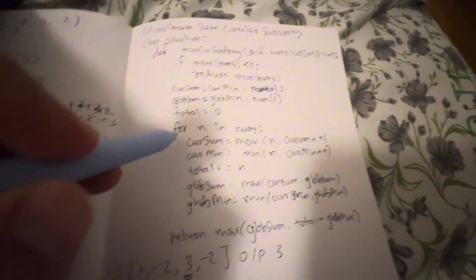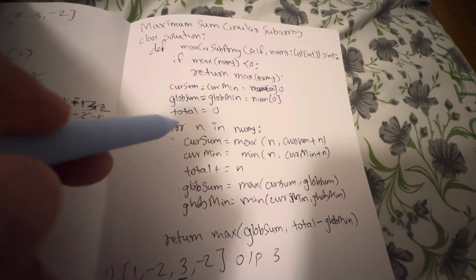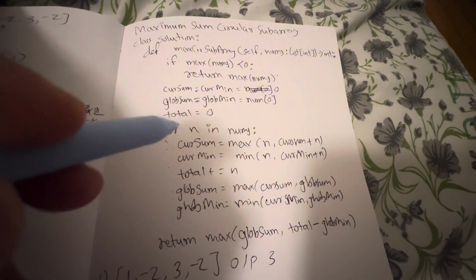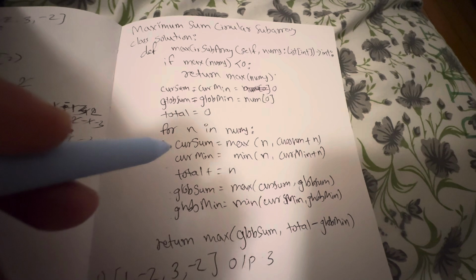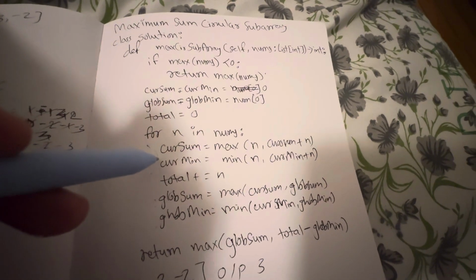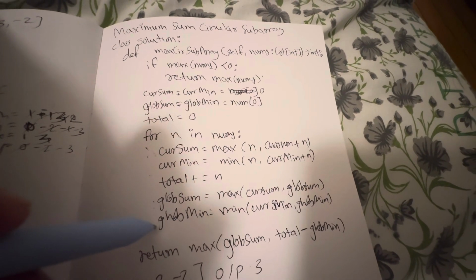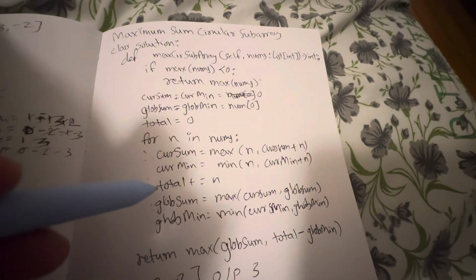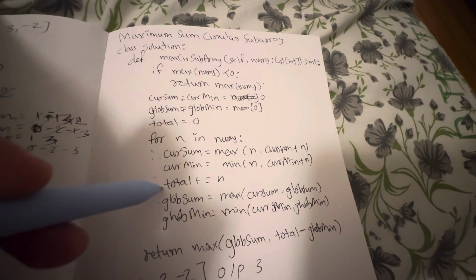Basically I am writing a for loop iterating for each element of the array and then calculating current sum, current min, global sum and global min. I will show you why I am calculating total. Okay, so let's start.